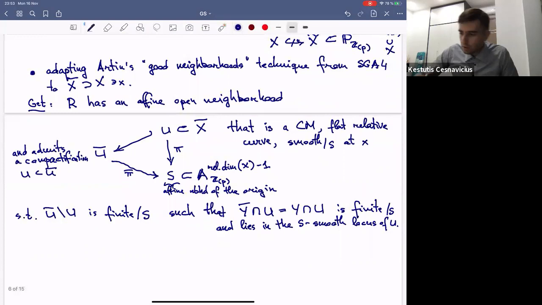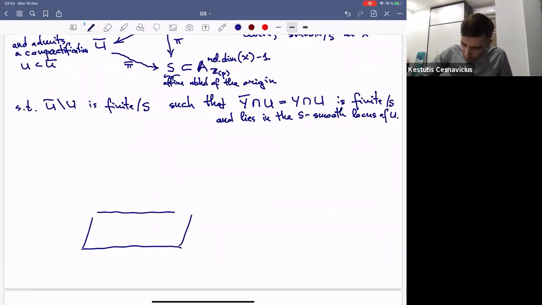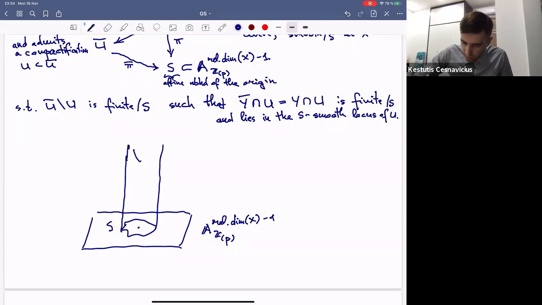Okay, so this is our geometric structure that we put forward. Let me summarize it with a picture. So here's my affine space over Z localized at P, of relative dimension dim X minus one. And we have our little open S, a neighborhood of the origin, and our U becomes a relative curve over this. So it's a Cohen-Macaulay relative curve. Its fibers need not be irreducible. And here's a fiber over a generic point. It also could have several components.